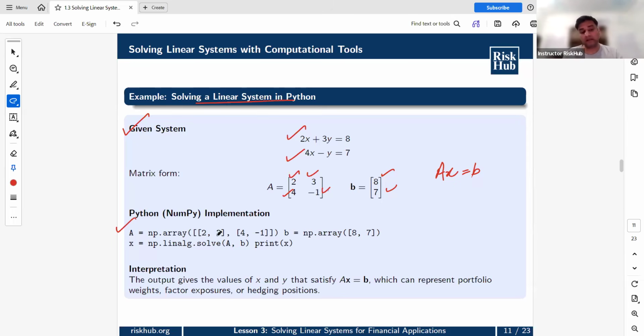A = np.array([[2, 3], [4, -1]]), b = np.array([8, 7]), right? And x = np.linalg.solve(A, b), print x, right? So again, understand the Python part. Notice carefully they use np.linalg.solve, not np.linalg.inv(A). Very important because institutional systems avoid direct inversion wherever possible, right?